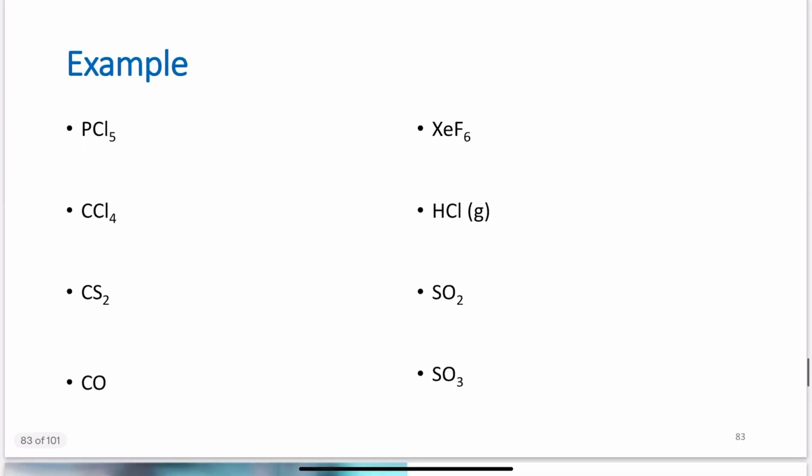If I want to go the other direction, going from formula to name, I've got PCl5. I know P is phosphorus. I know Cl is the chlorine, but I have five of them. So I need to say penta for five, chloro, but I'm going to drop off the ine ending for chlorine and write ide. So pentachloride.